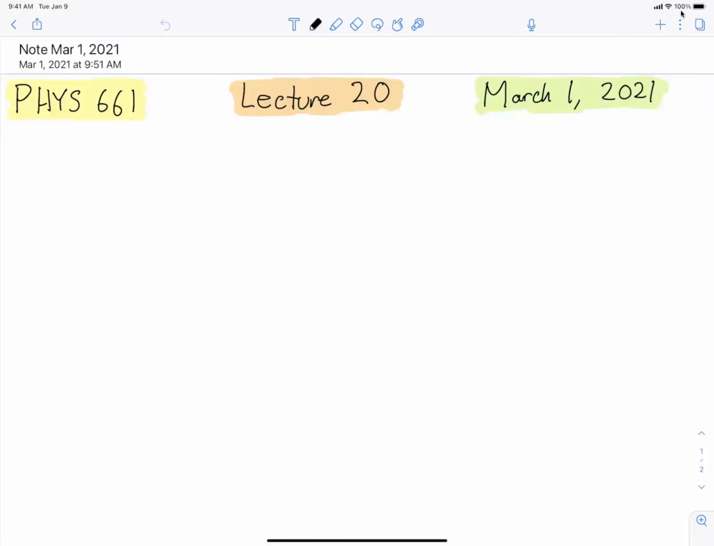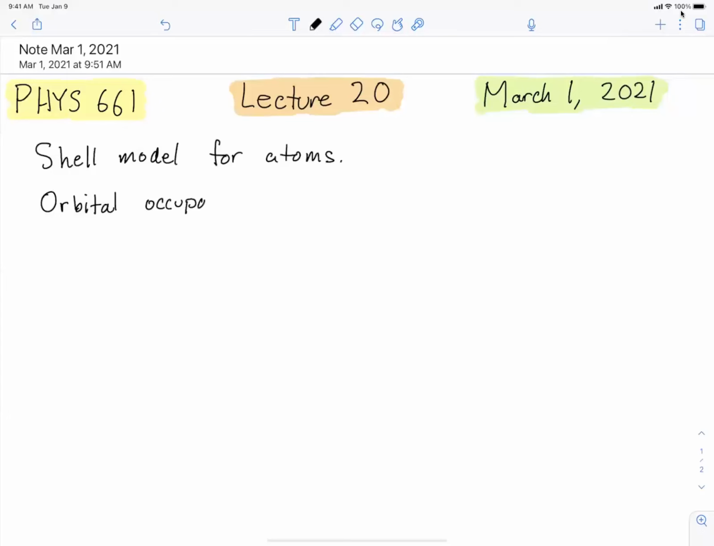Okay, good morning, everyone. So we've been talking about the shell model for atoms with many electrons. And when we do that, we're interested in the following facts about atoms. We're interested in the orbital occupation numbers, sometimes known as the electron configuration.